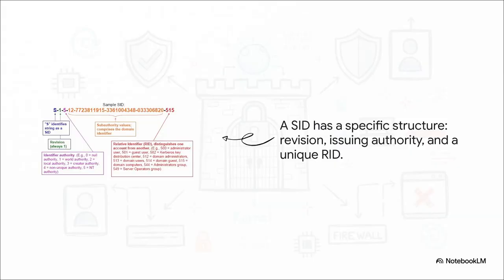What's so fascinating is that a SID isn't just some random number. No, it has a very specific structure. You can actually see it here. It's got a revision number, an authority that created it, like your local machine, and then at the very end, this thing called a relative identifier, or RID. That's the part that's totally unique to your account. This whole structure is what guarantees that it's absolutely one of a kind.